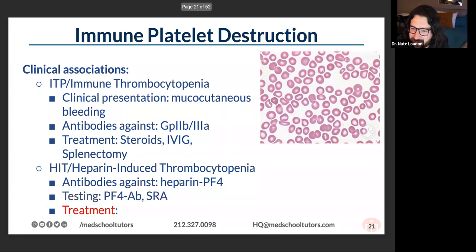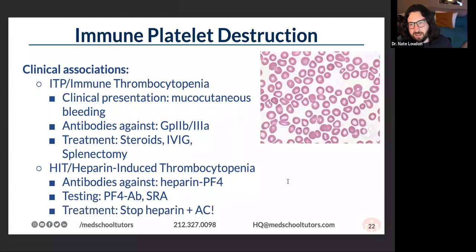It is, yeah, serotonin release assay, SRA. And most importantly, the treatment: once you've made this diagnosis, if you're suspecting this, what should you do? Let's say they're in the ICU on a heparin drip. Yeah, stop that heparin.